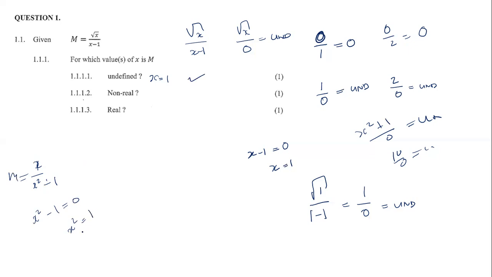And therefore x is going to be plus or minus root of 1, and therefore the answer will be x equals plus or minus 1. So when you substitute 1 or minus 1 over here, this will make this equation undefined. All the time you equate the denominator to 0 and then you solve for x.